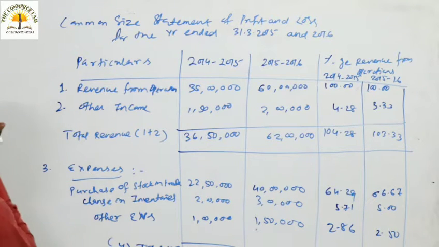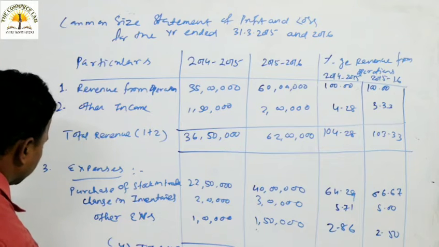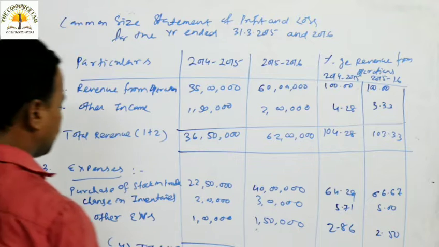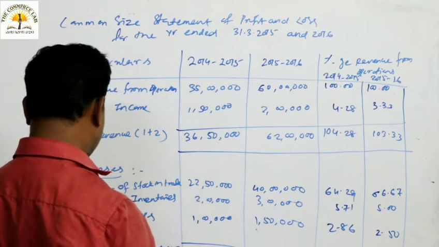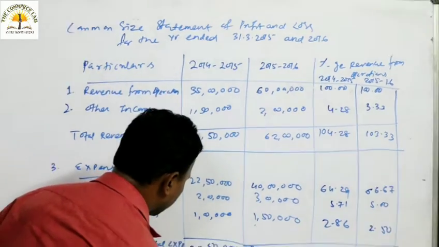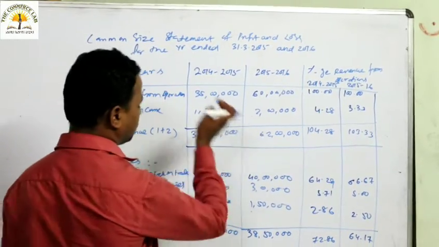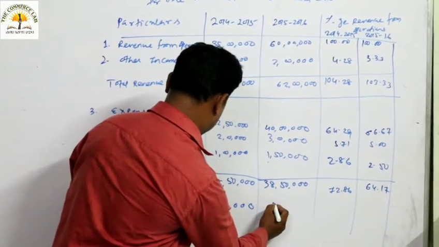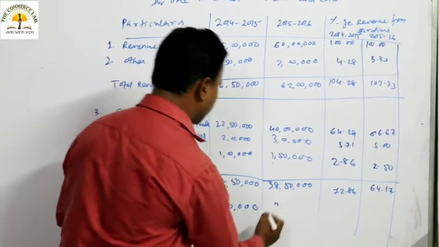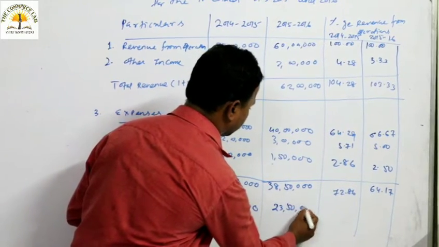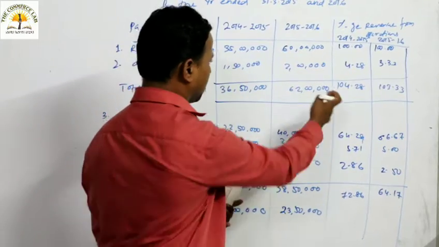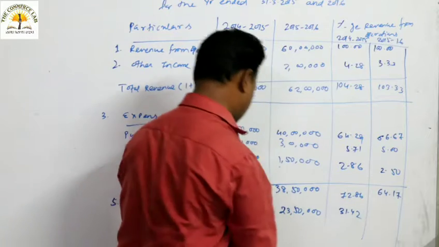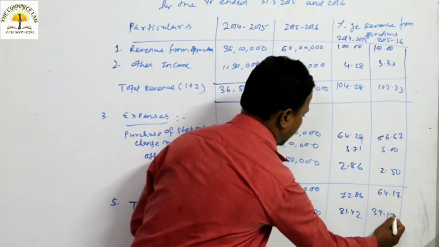When you deduct the total expenses from the total revenue, you will get it. So 36 lakh 50,000 minus 25 lakh 50,000, how much are you getting? 11 lakh. Then 62 lakh minus 38 lakh 50,000, how much are you getting? 23 lakh 50,000. Similarly, for the percentage you have to deduct: 104.28 minus 72.86. The last one also we have to calculate in the same fashion.